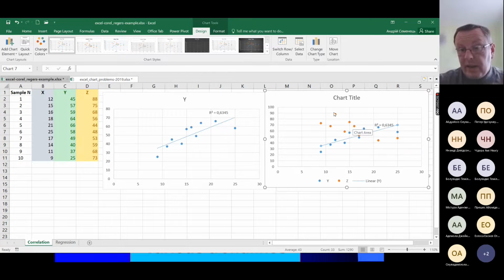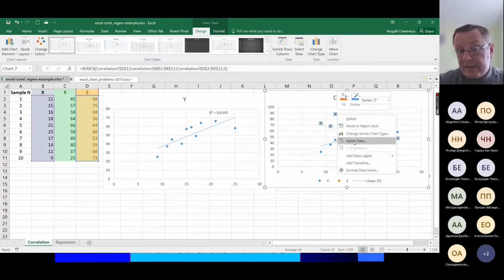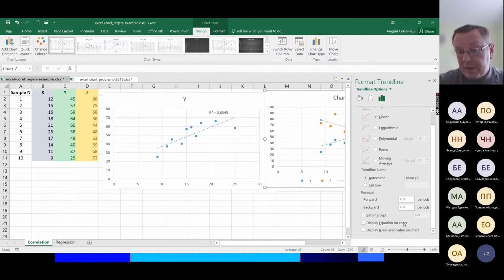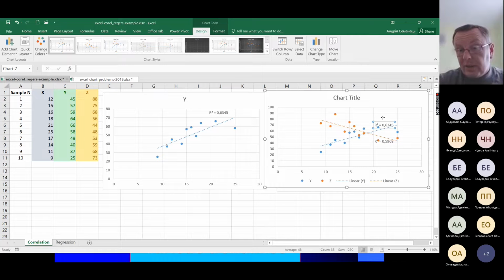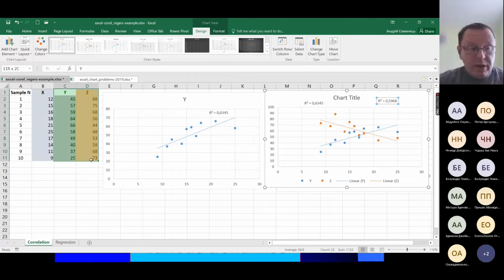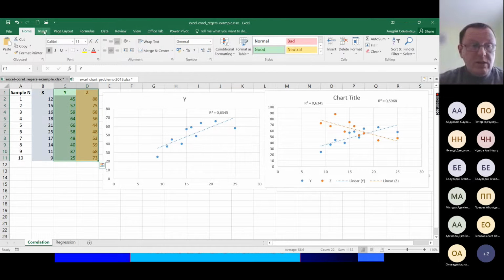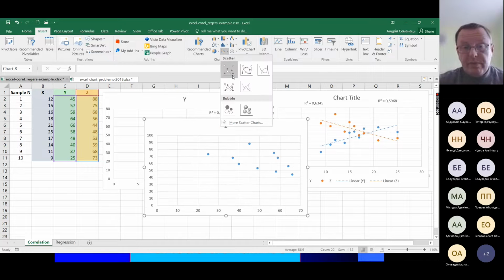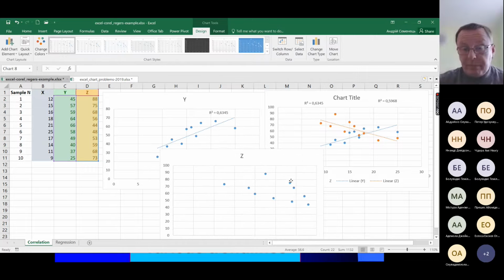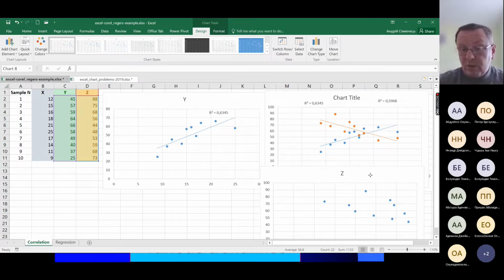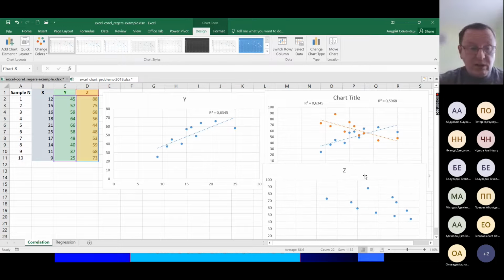And as I can see, I have 2 data series, so 2 trend lines are required in this case to get the coefficient of determination for different variables. And finally, if I want to get visual correlation, I have to use one more scatter plot to visualize y to z correlation.